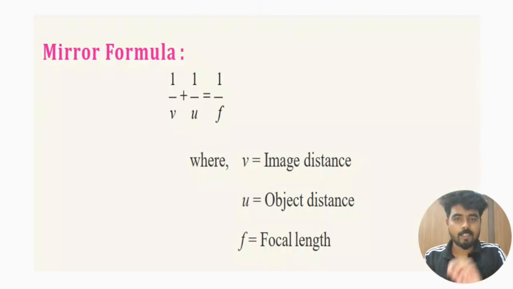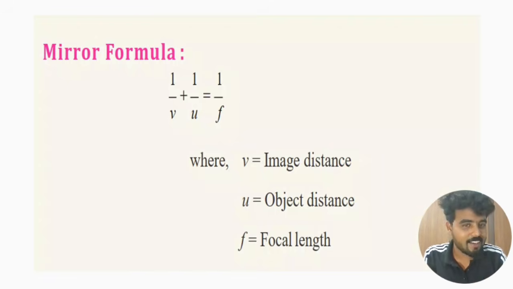Okay. The next one we are going to see is the mirror formula, the most important formula in this chapter. What is the mirror formula? For example, I have a mirror, but I don't know the focal length of the mirror. How to find the focal length? By using the mirror formula, we can find the focal length of a mirror. 1 by f is equal to 1 by v plus 1 by u.